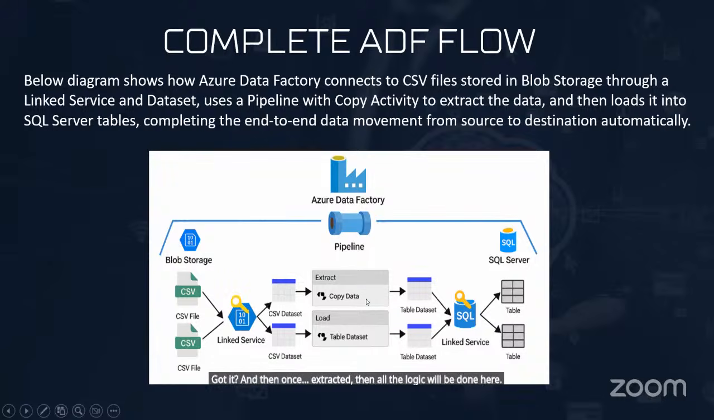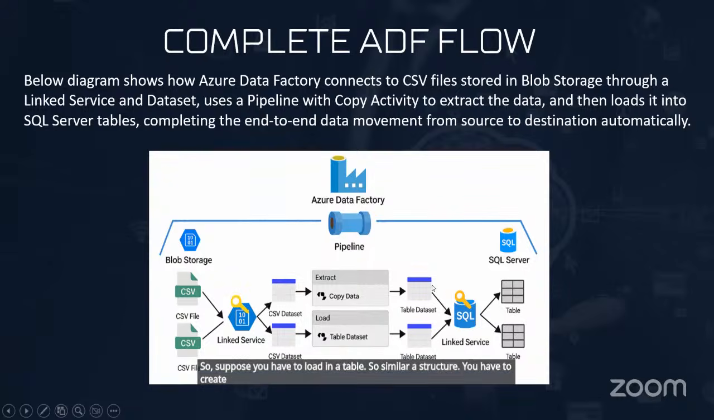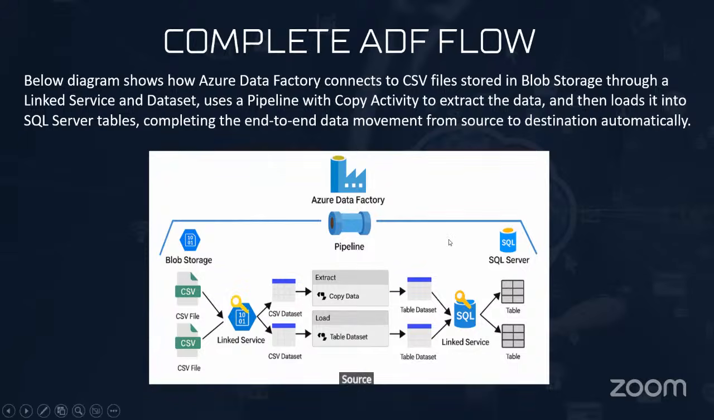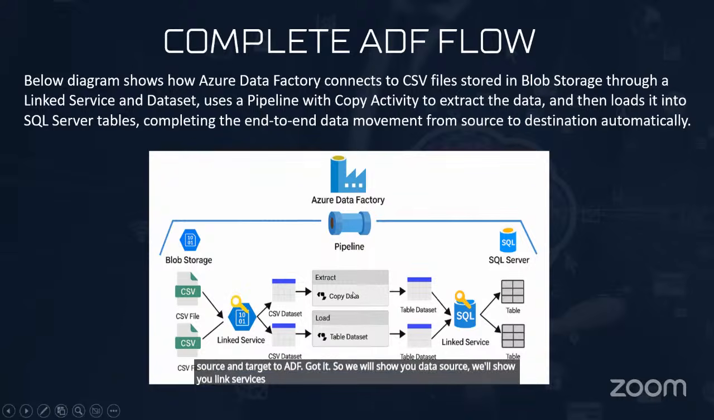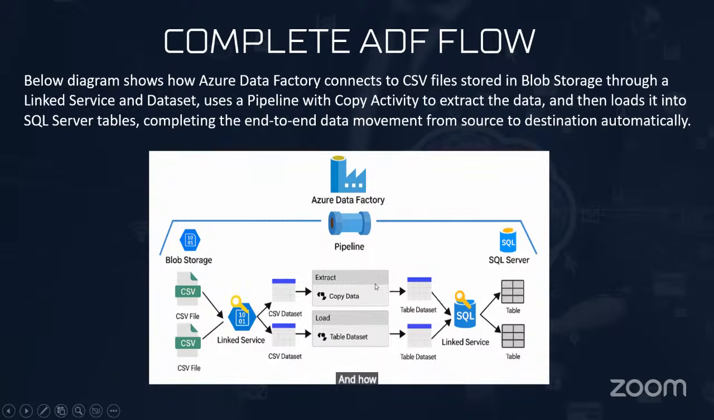Copy data, or filter out, aggregate, and all these things. And then it has to load to the target. So suppose you have to load into a table, a similar structure you have to create again, and then the same thing, linked service comes into the picture. So basically linked service is the connection between source and target to ADF. Got it? So we will show you data source, linked services, and how to create mapping.